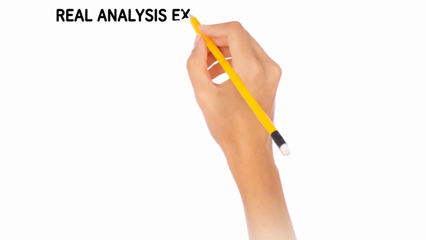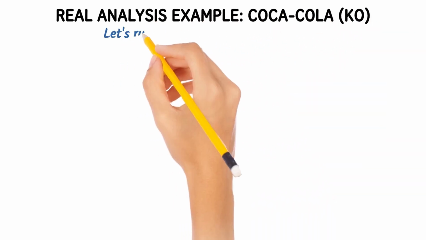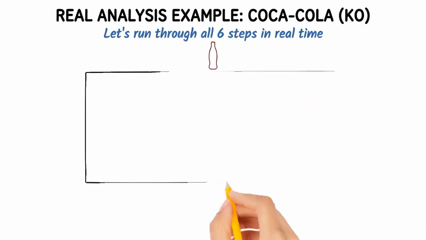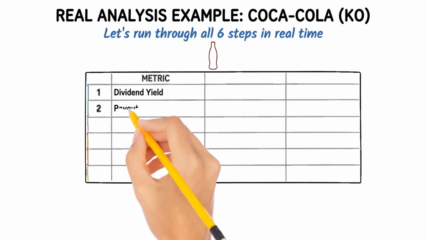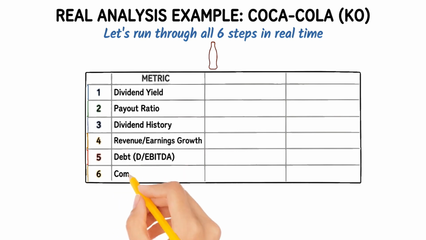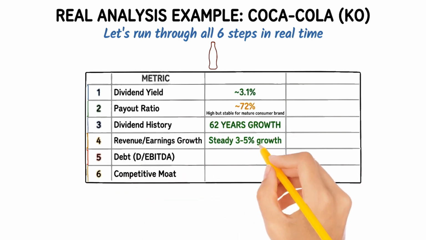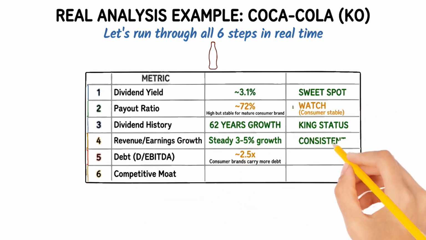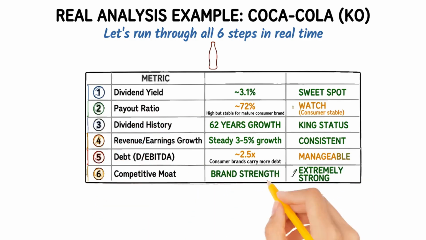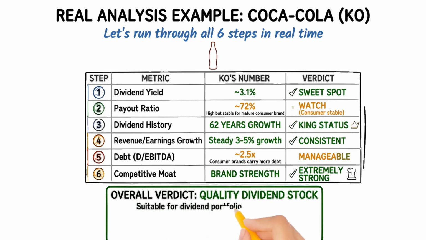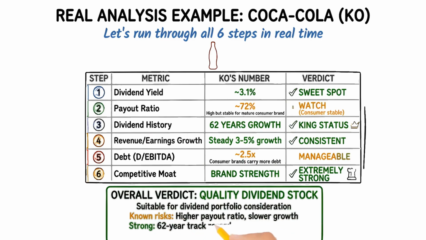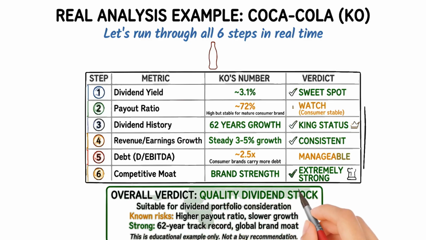Let's run through all 6 steps quickly using Coca-Cola as a real educational example. Step 1. Yield at around 3.1%. Sweet spot. Step 2. Payout ratio around 72%. That's on the higher side, but for a mature consumer staples company with incredibly stable and predictable cash flows, it's historically been sustainable. Worth monitoring, but not alarming. Step 3. Dividend history. 62 consecutive years of dividend increases. Dividend king status. Exceptional.